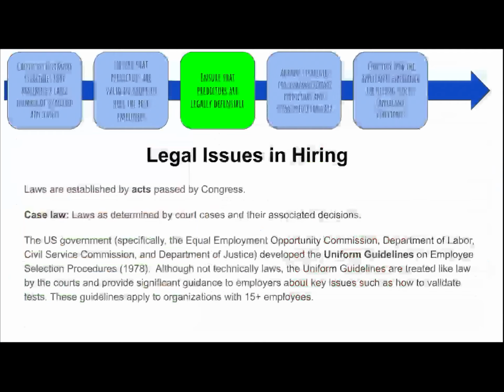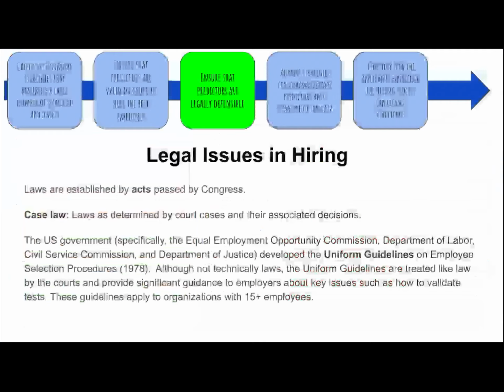However, the U.S. government has developed something called the Uniform Guidelines on Employee Selection Procedures. And although these are not technically laws, they're treated like law. And they do provide a lot of guidance to employers about how to validate their selection tests and the things that they should follow to keep themselves out of trouble in court. These guidelines apply to organizations with 15 or more employees. Technically not laws, but they're treated as such.